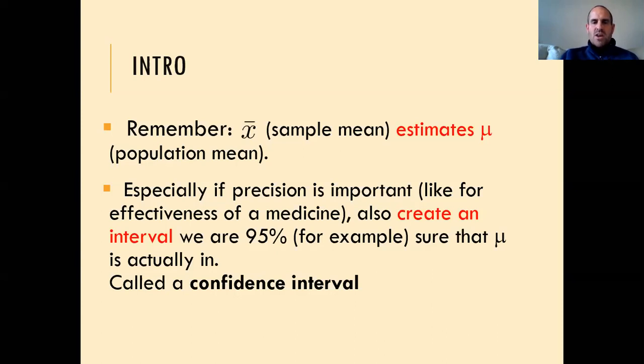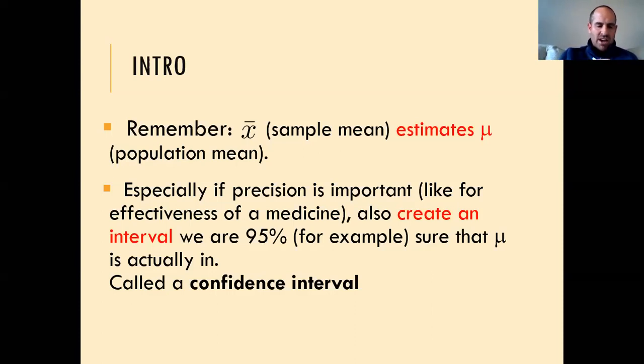What we're going to do is create an interval around X bar that we're fairly confident will contain the actual population mean. So we're going to say, well, I got X bar. The likelihood that this is equal to the population mean, probably not very good. But if I make a little interval around X bar, then I start to get more confident that that interval actually contains the population mean.